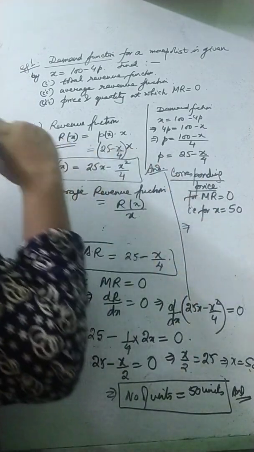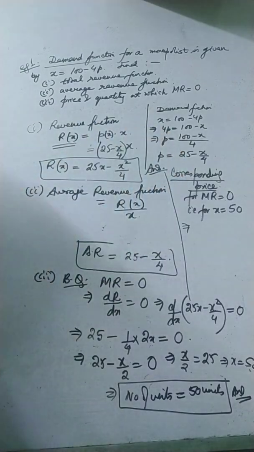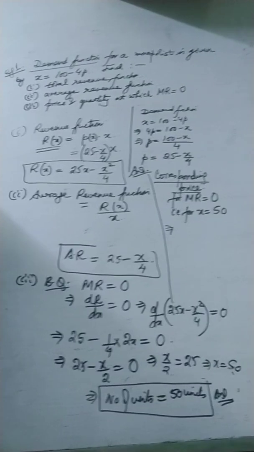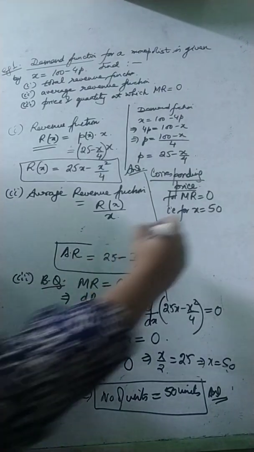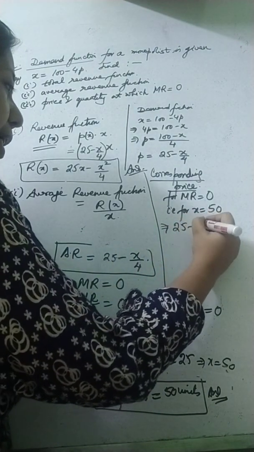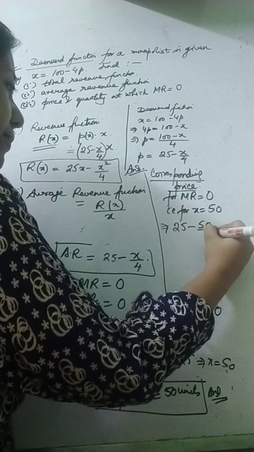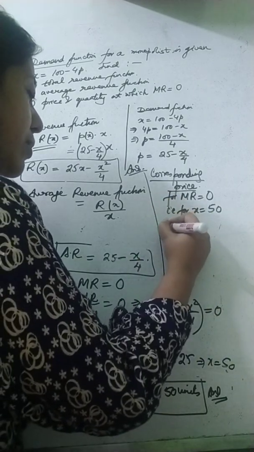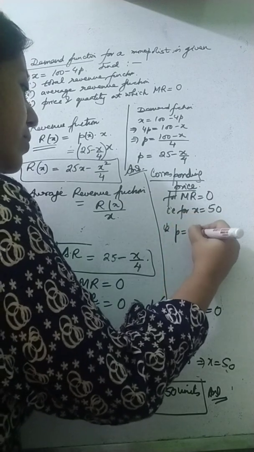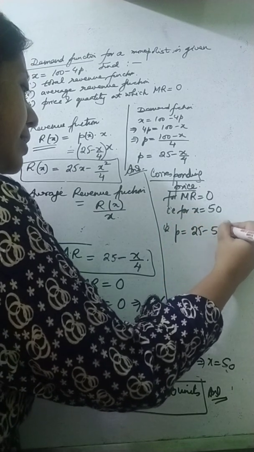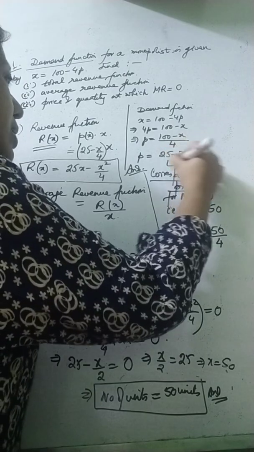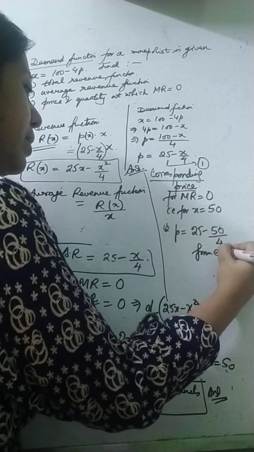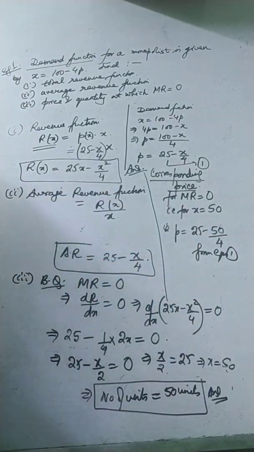This implies, where is my P? P is over here. So it will be 25 minus X by 4, isn't it? So it's 25 minus 50 by 4. I'll write it as P is equal to 25 minus 50 by 4. I'll put this as equation 1 and I will write it as from equation 1.